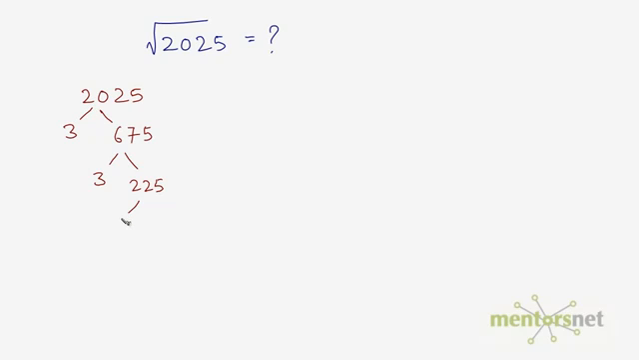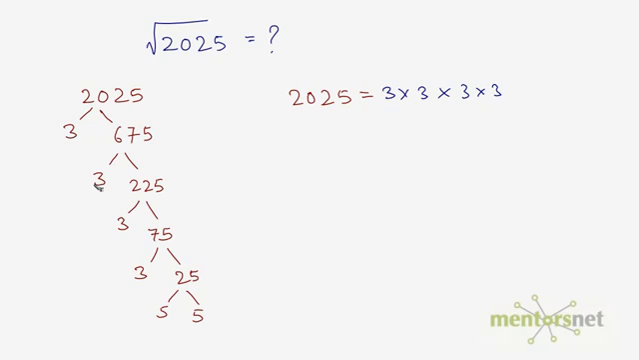Again, 225 is divisible by 3. So 3 times 75 is 225. Now 75 is again divisible by 3. 5 plus 7 is 12, which is divisible by 3. So 3 times 25 is 75. Now 25 is not divisible by 3. The next greater prime number is 5. So 5 times 5 is 25. So 2025 can be expressed as a product of prime factors, and these are its prime factors. So 3 times 3 times 3 times 3, these are 4 threes, times 5 times 5.